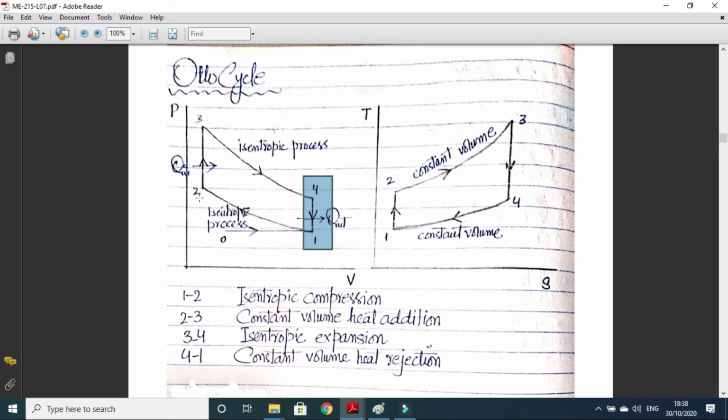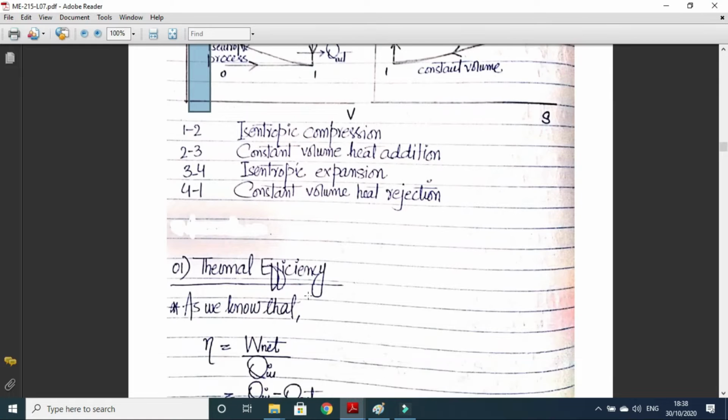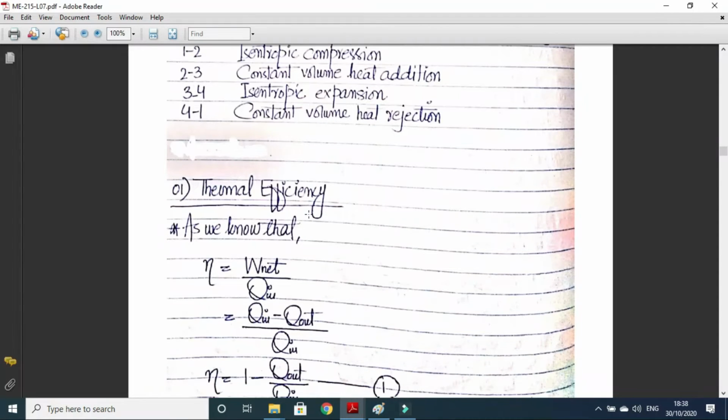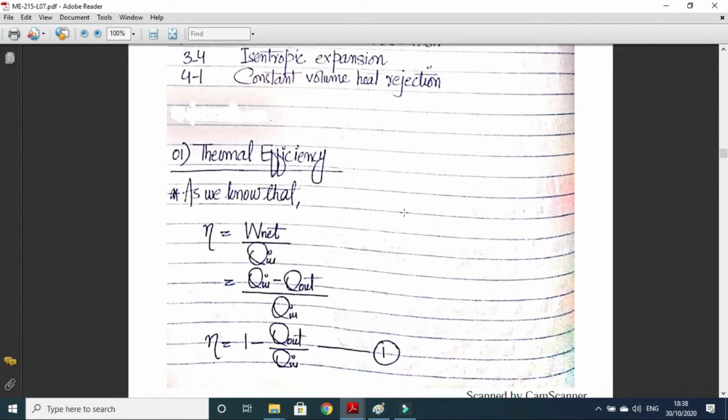Similarly, V3 will be equal to V2. At this point, the piston will be at top dead center, and the volume formed in the cylinder when the piston is at top dead center is the clearance volume. So V2 is equal to V3 is equal to Vc, and the difference between V1 and V2 is the swept volume. So let's do the first derivation, that is, derive the thermal efficiency expression for the Otto cycle.